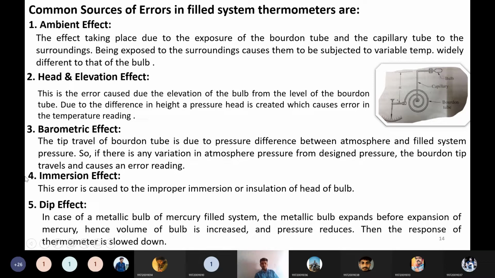Then the immersion effect. This immersion effect is caused due to improper immersion of the bulb inside the temperature measuring medium. Then the dip effect is caused due to the expansion of the bulb first, rather than the expansion of the mercury or some other fluid which is inside the bulb. Expansion of the bulb will expand its volume and decrease the pressure inside. If the pressure is decreased, that will cause a non-uniform deflection in the pressure spring or the pressure receiver. Then correspondingly an error reading will be shown here. So those are the five different types of common errors.